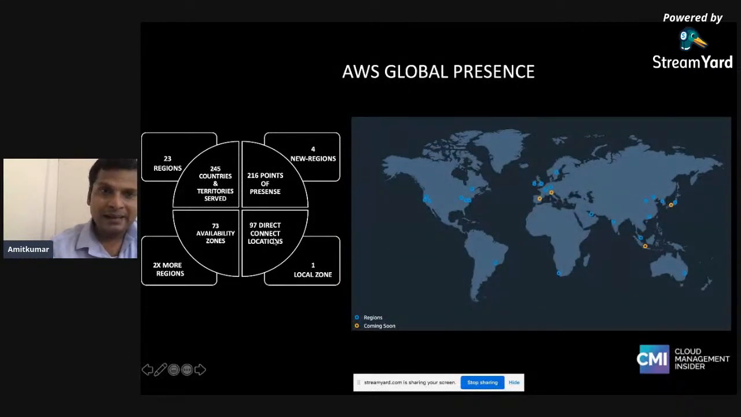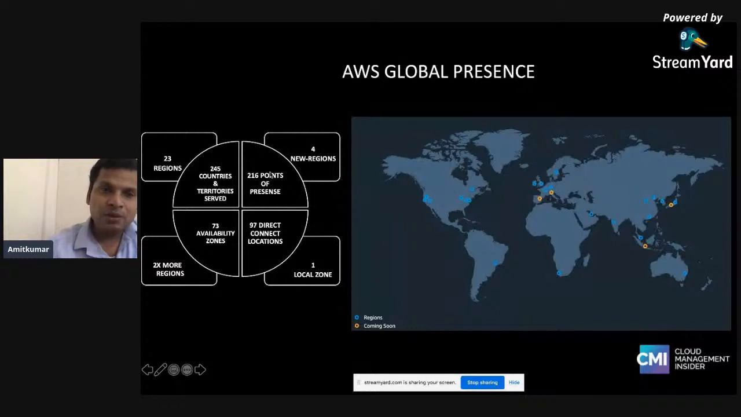So they provide 97 such Direct Connect locations so that you can connect and have your internet, your data transfer, and everything happening through a private line. They have announced 4 new regions all over the globe. They have 23 regions, and they have 2 times more regions than any other competitor in this. And then there is a local zone concept as well.